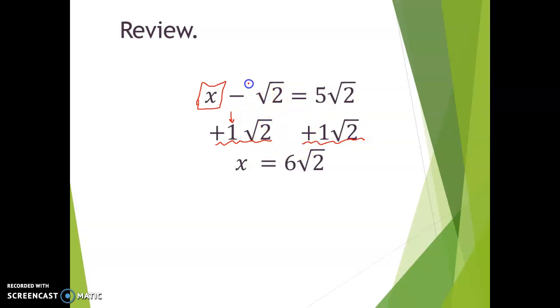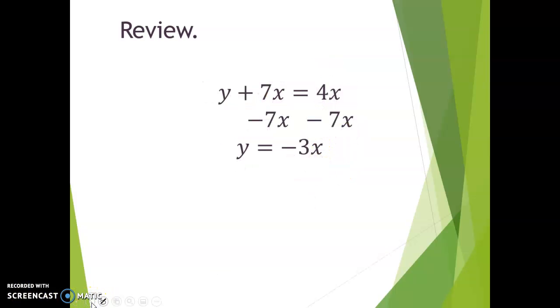Whatever we do to the left side, we also have to do to the right. On the left, negative 1 root 2 and a positive 1 root 2 cancel each other out. So we're left with x equals, and then on the right-hand side, 5 root 2 plus 1 root 2 equals 6 root 2. Remember that when we have a term that's involving multiplication, like 5x or 5 root 2, when we add those two terms, we're really just adding the coefficients. So 5 plus 1 equals 6, and our root 2 stays the same. Let's take a look at another one.